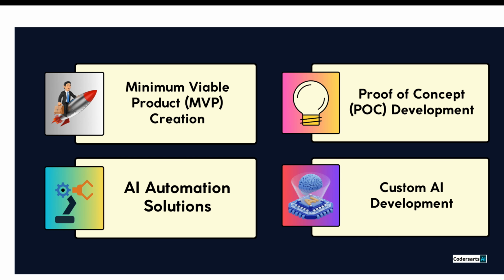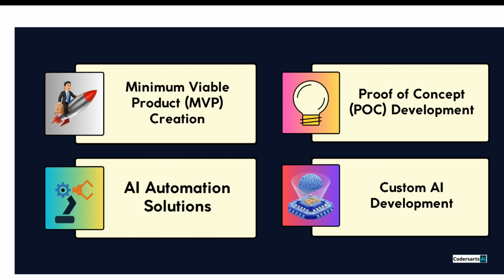So now, call to action. If you are a business owner or entrepreneur aiming to develop a cutting-edge AI solution or the same application you have just seen, this works as a proof of concept or minimum viable product, in short called MVP. As you can see on the screen, there are three or four more standard terms used: minimum viable product, MVP creation, proof of concept, POC development, and AI automation solutions. Any document extraction you can also call an AI automation solution, or any other task you want to automate with the help of AI.